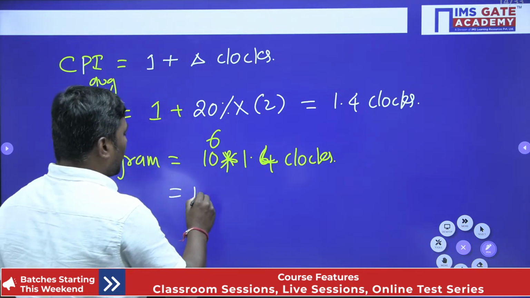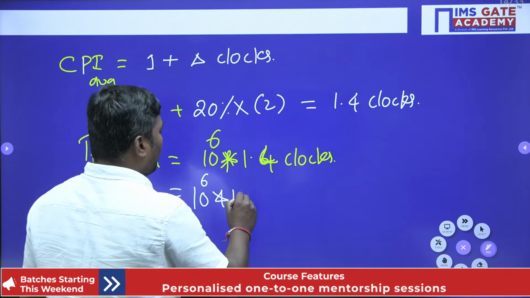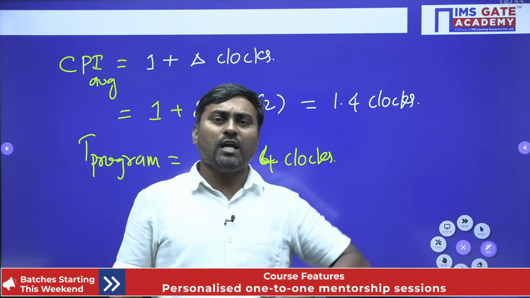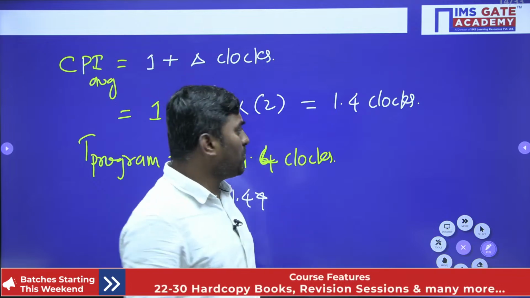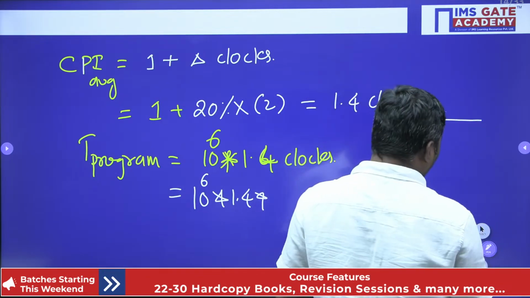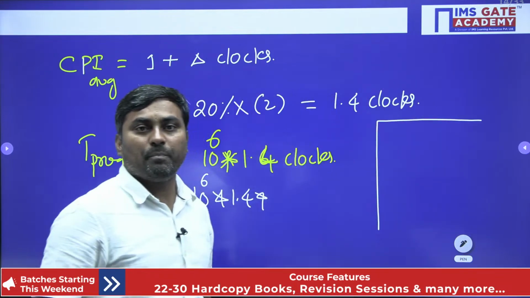Now, but they are asking time, right? 10 power of 6 into 1.4 into clock period. So clock time we need to find. Clock time depends on clock period. What is the clock period? They said 1 gigahertz. Always remember this point, friends, all of you.